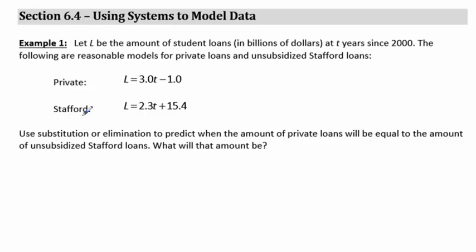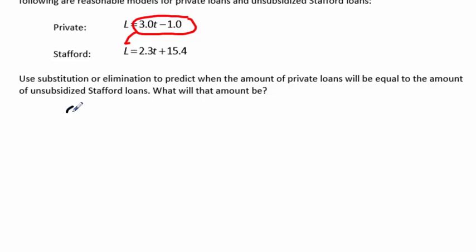So it's already set up to use substitution since I know that L is equal to 3.0t minus 1 and L is equal to 2.3t plus 15.4. So we want to substitute the value of L in the first equation in for the L in the second equation. Since L is equal to 3.0t minus 1.0, our equation becomes 3.0t minus 1.0 equals 2.3t plus 15.4. Let's solve this for t.